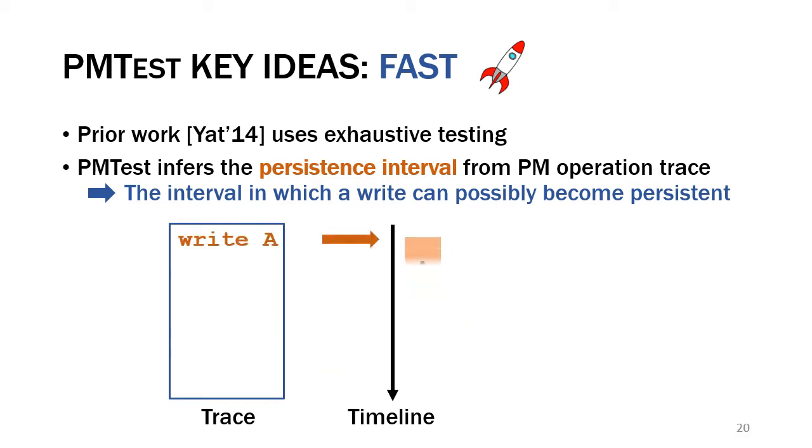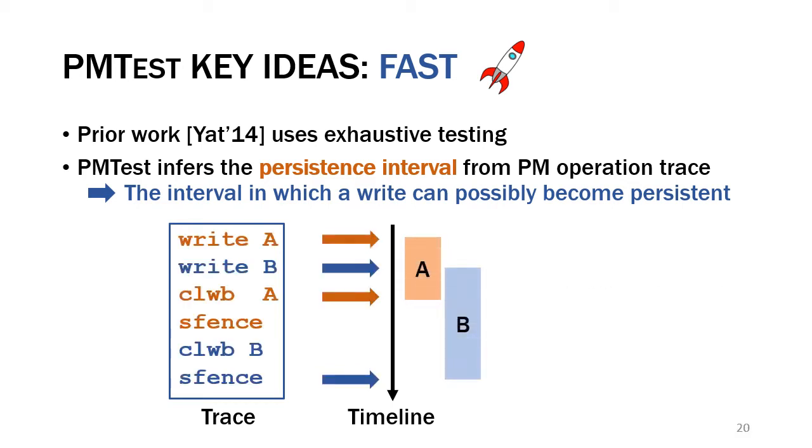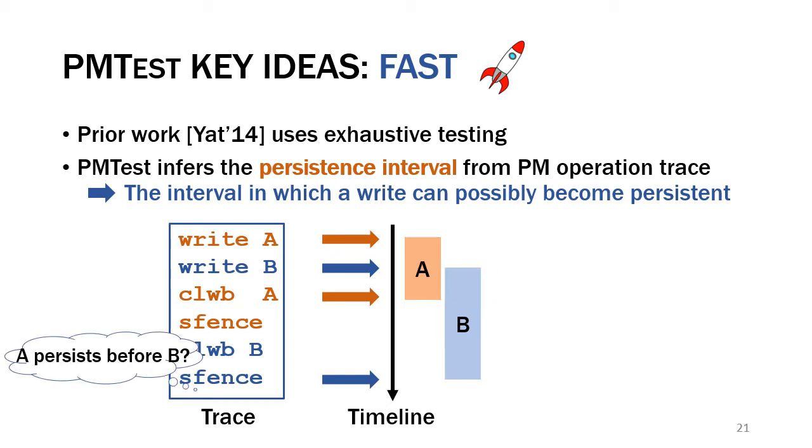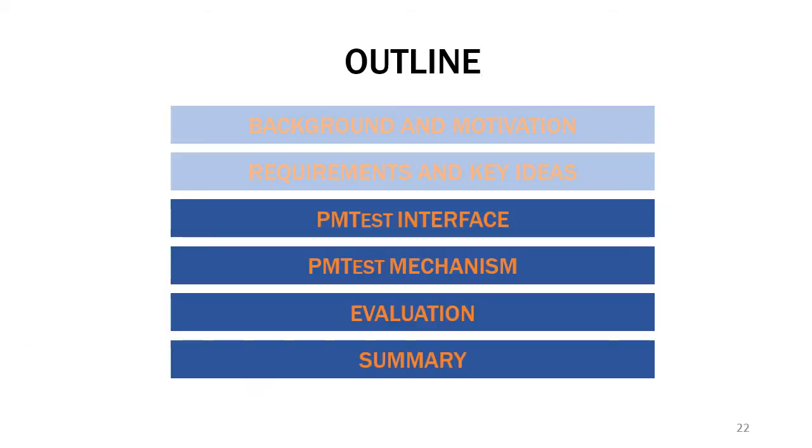And another example, we have write A, write B, and write back of A, fence, then the write back of B. So here we have an interleaving interval, which means that A is not always persisted before B because of the interleavings. And based on the persistence intervals, we can let programmers ask questions such as, does A persist before B? And then check whether the program meets our requirements of cross-consistency. And now the question is, how can we let the programmers ask such questions? So next, I'm going to talk about our interface.